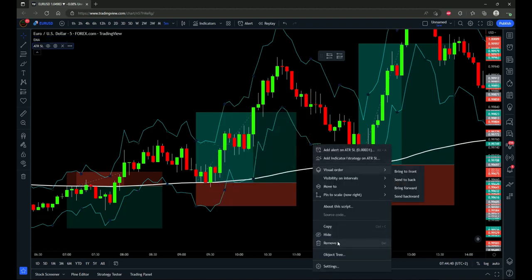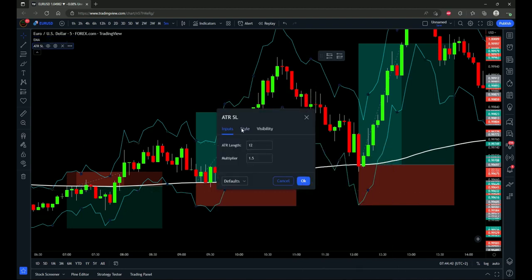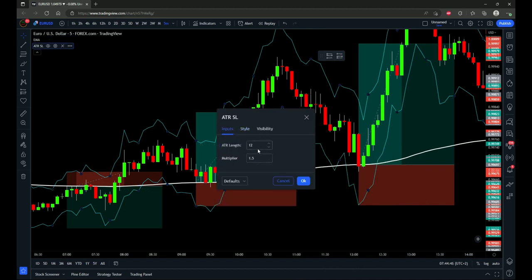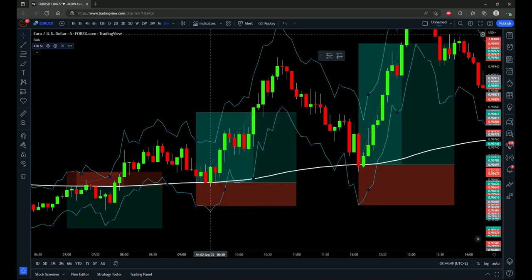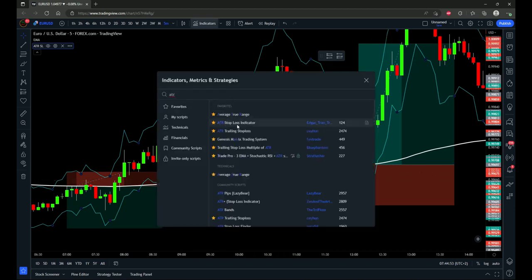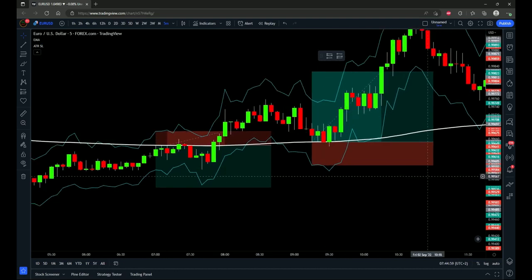And then I have an ATR stop loss indicator for the stop loss placement. All I've done is change the style of it, but the inputs are default at 12 and 1.5. I'll show you which indicator that is. If we just type in ATR stop loss indicator by Edgar_Tran_TR. And let's get into the actual trades.